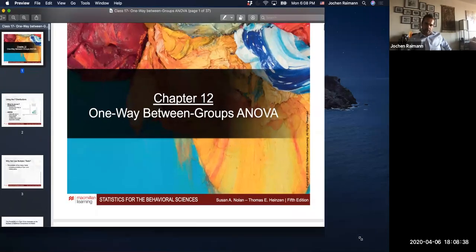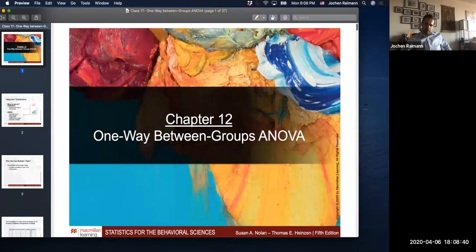Essentially, Nolan and Heinzen in their slides are basically talking about a one-way between groups Anova. That's chapter 12. Then there's a one-way within groups Anova, which is chapter 13, and chapter 14, which is a two-way between groups Anova. I have decided we will stay with the one-way between and one-way within groups Anova.